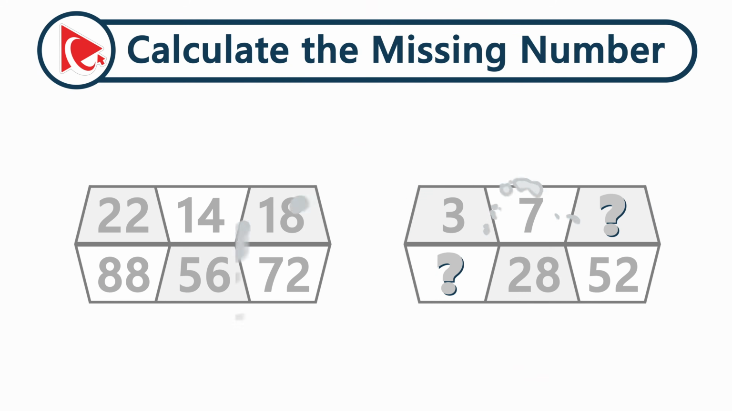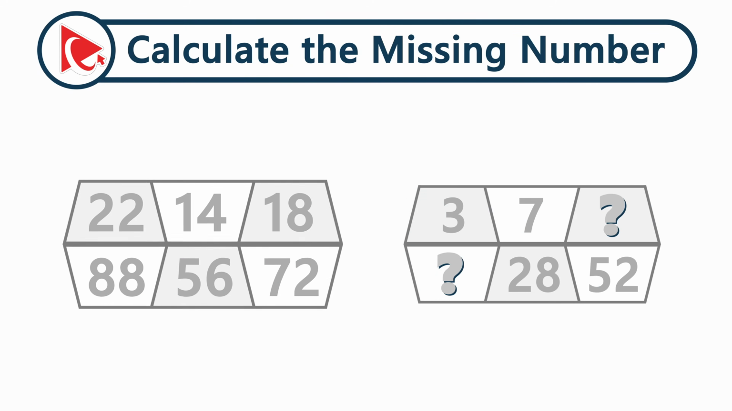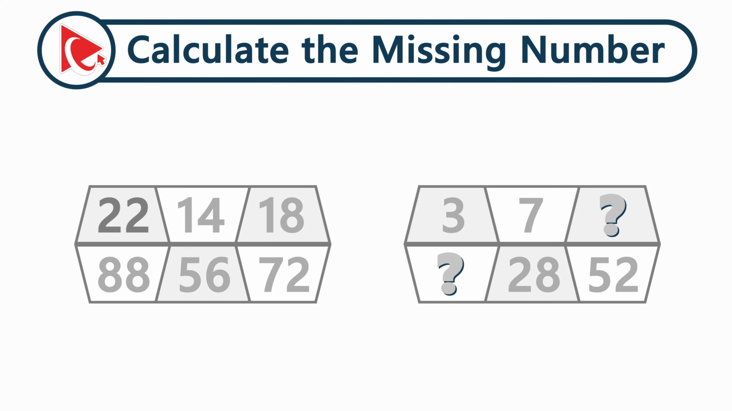You're presented with 2 treasure boxes. Each box has 6 numbers inside. The first box has numbers 22, 14, 18, 72, 56, and 88. The second box has numbers 3 and 7 in the first row, and then comes the first missing number. In the second row, the numbers are 52, 28, and then comes the second missing number.